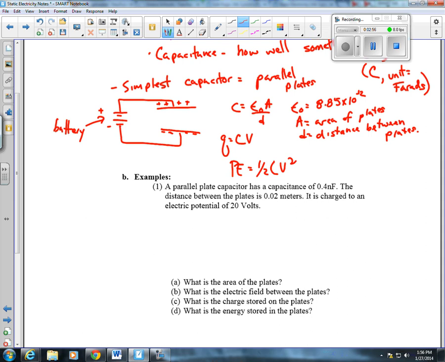So here's an example. A parallel plate capacitor has a capacitance of 0.4 nanofarads. The distance between the plates is 0.02 and it's charged with an electric potential of 20 volts. So maybe we'll draw a little picture of this. Okay, so I have my parallel plates. The capacitance is 0.4 nanofarads, which is times 10 to the minus 9. The distance between the plates is 0.02 meters. And the voltage across them, or the electric potential difference, is 20 volts. And then we want to find the area of the plates.